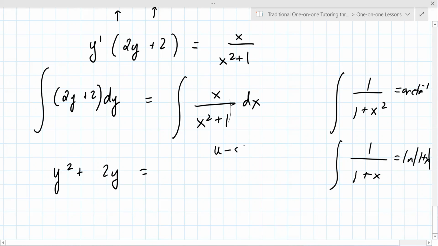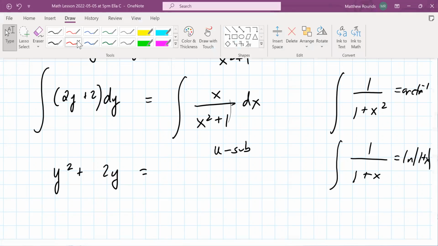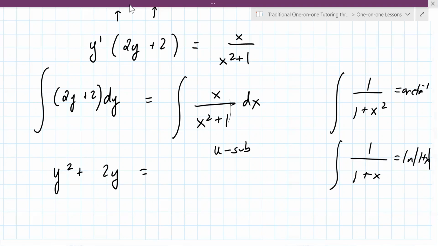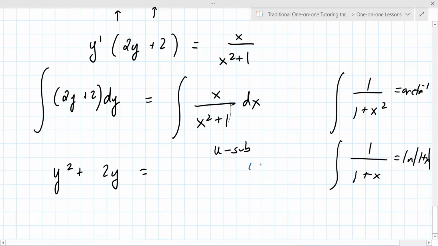This one has a u sub. Do you see the substitution? Do you see something else that's the derivative that's in there? It's okay if you don't. I'm just asking.